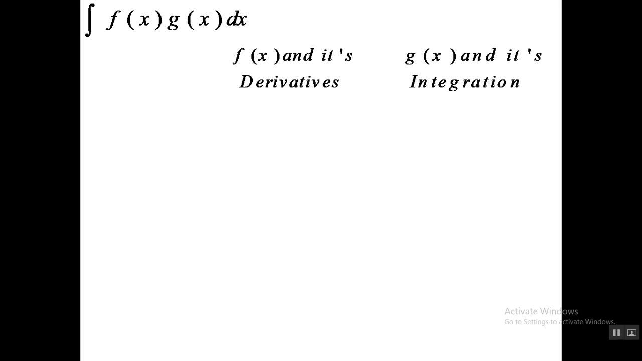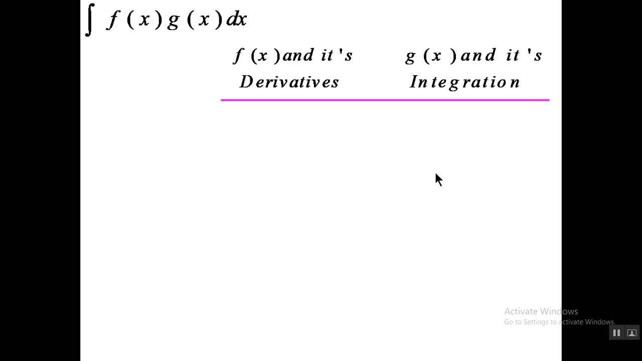Another example. Before that, we need to find a method for calculating the integral of f of x times g of x, where f of x is a polynomial and you can take the derivative of that, and g of x is a function that we can find its integration.